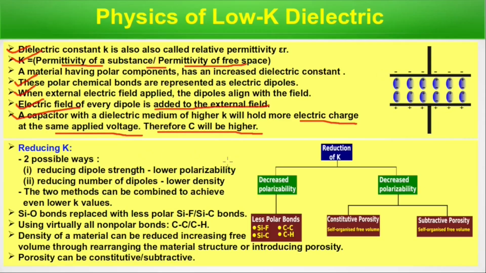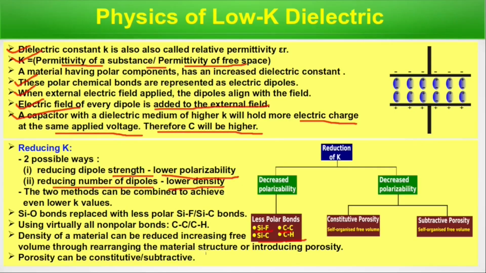Now, how can we reduce the K? Two possible ways. One is reducing dipole strength, that is low polarizability. If we reduce the dipole strength, that will result in lower polarizability. Another is reducing the number of dipoles, that is lower density. These two methods can be combined to achieve even lower K values. Like in silicon oxide, the silicon-oxygen bond is replaced with less polar silicon-fluorine and silicon-carbon bonds. These are less polar bonds: Si-F, C-C, C-H, Si-C. We can replace with virtually all non-polar bonds, that is C-C, C-H.